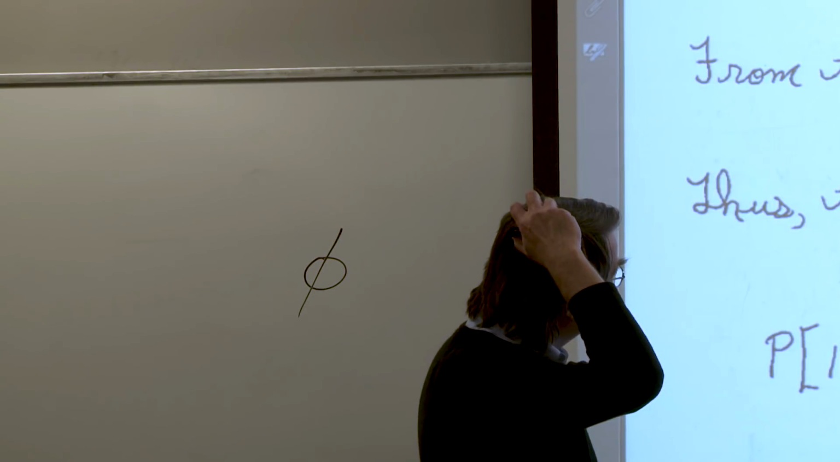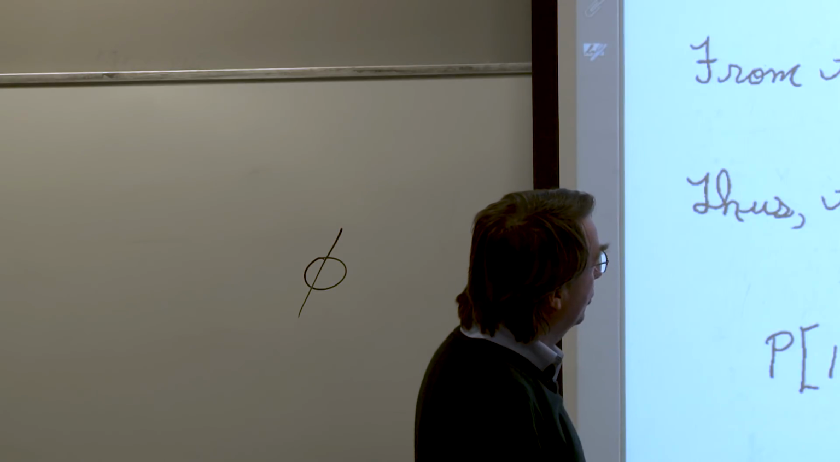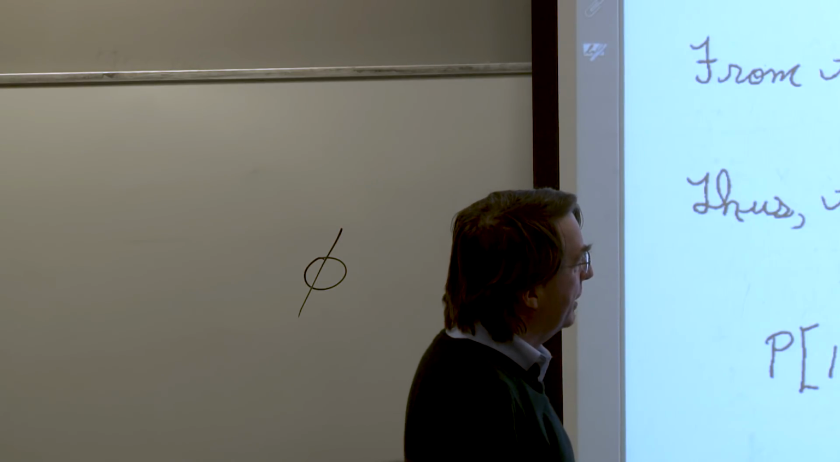So the 0 with the stroke through it is meant to indicate 0 unambiguously.